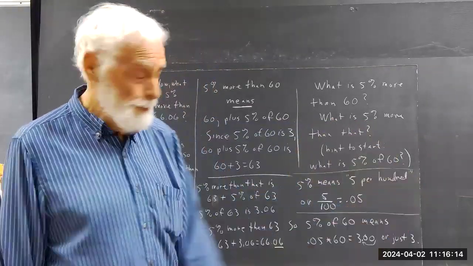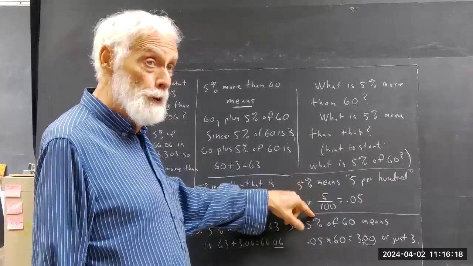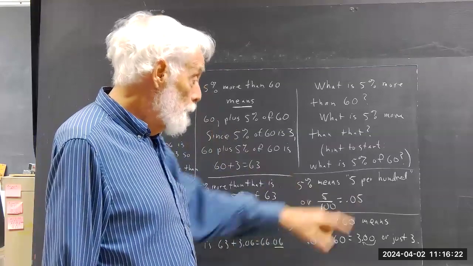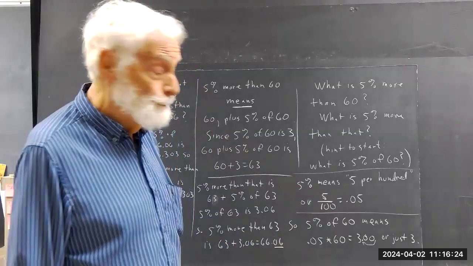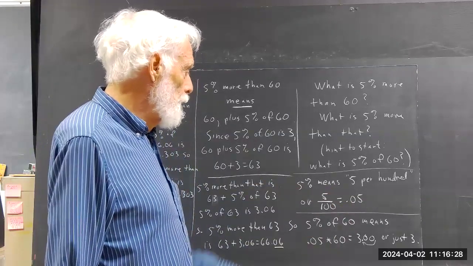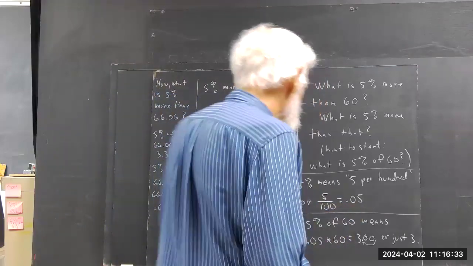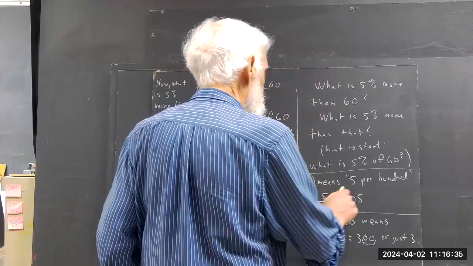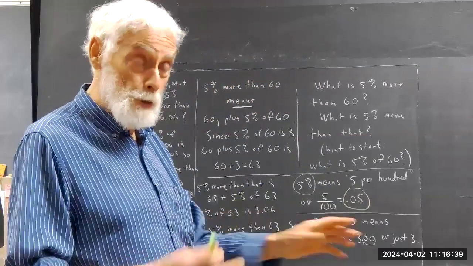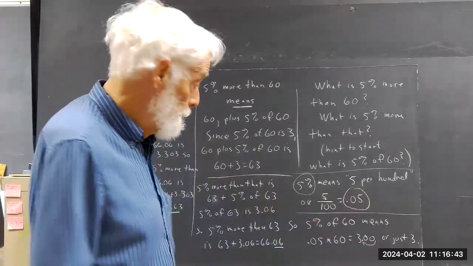Okay, 5% means 5 per 100. So we've got to like that idea. And that means 5 over 100. 5 per 100 means 5 divided by 100. And of course, that's 0.05. So 5 over 100 is 0.05. So that's what 5% means. If you say 5%, it's exactly the same as saying 0.05. Interchangeable. 0.05 is 5%. 5% is 0.05.